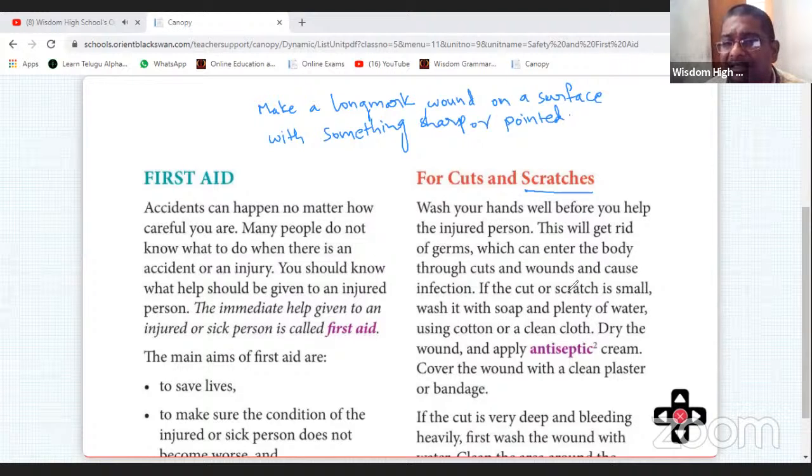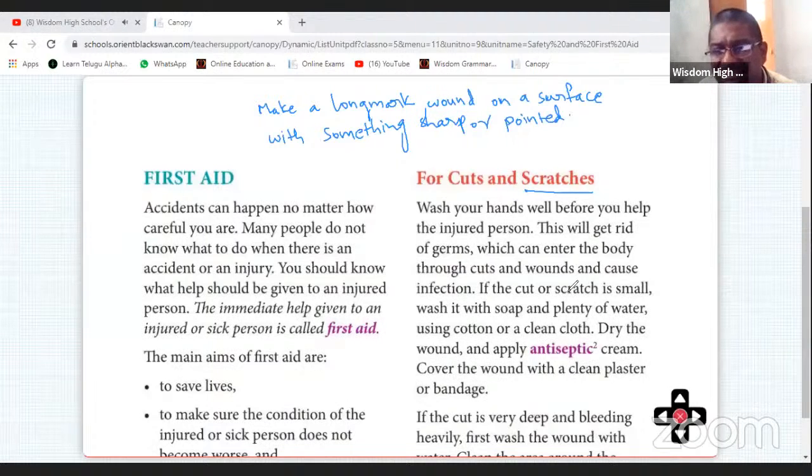If you cannot wash your hands where you give first aid, there is a chance for germs to enter. Listen here: germs can enter the body through cuts and wounds and cause infection. If the cut or scratch is small, wash it with soap and plenty of water.